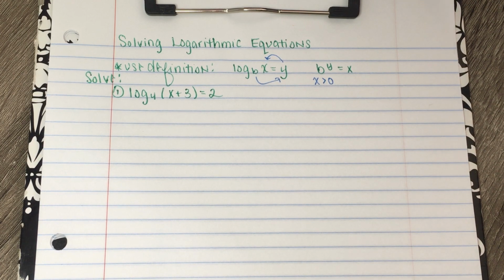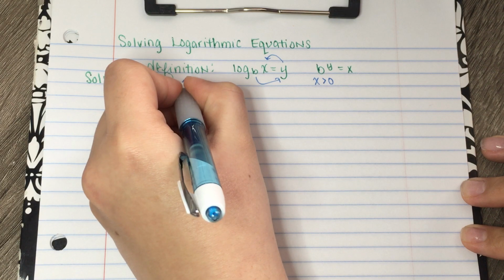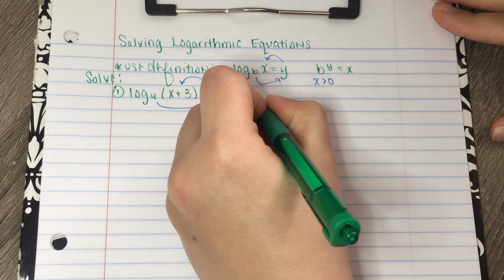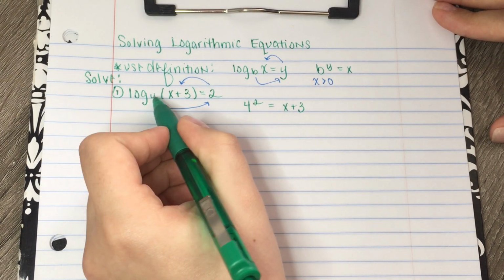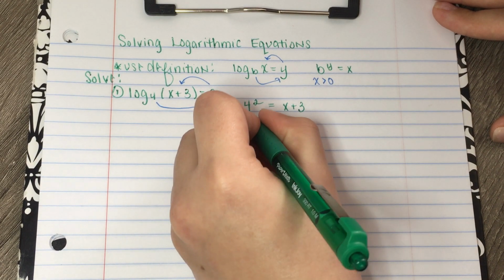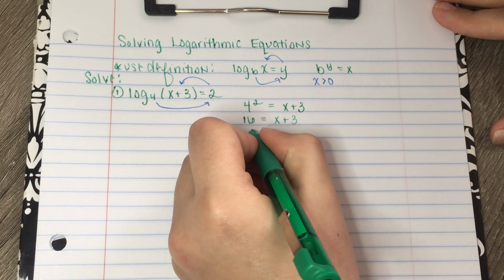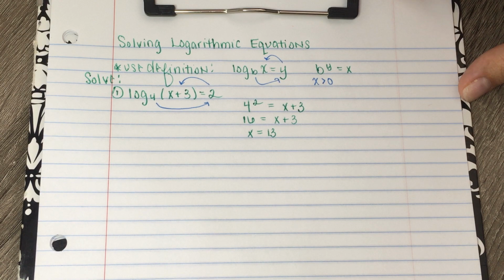We're going to use the definition to solve for it, which means we're going to rewrite in exponential form, scoop and loop around. Rewriting this here, that's going to be 4 to the second power is equal to x plus 3. Well, 4 squared is 16, and that's going to be equal to x plus 3. And then we solve for x, and I'm just going to switch sides here, and we get x is equal to 13.